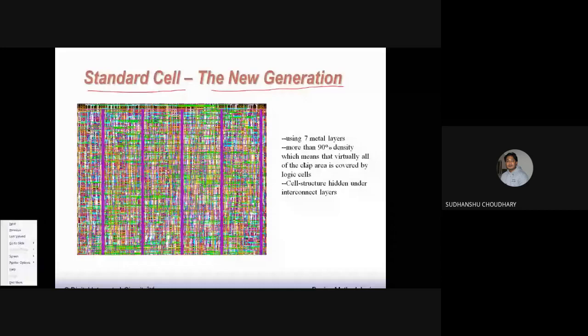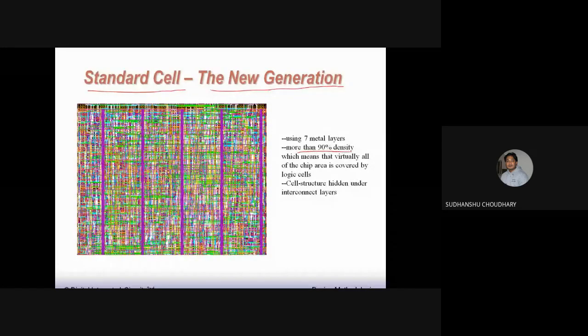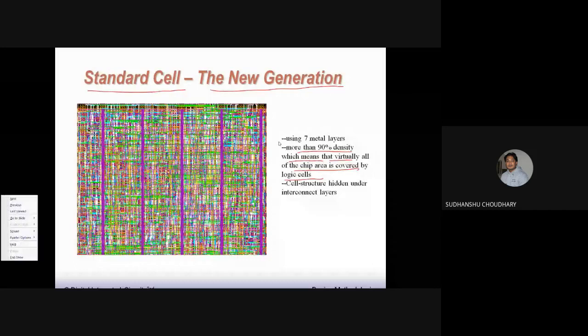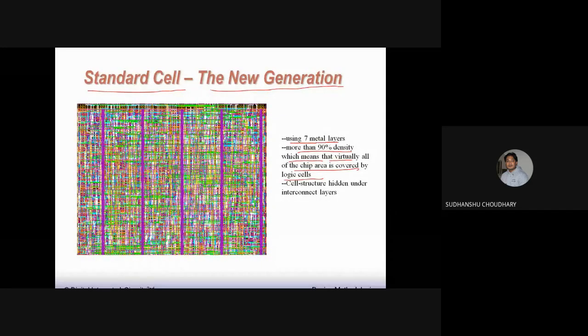In fact, this chip has 90% density, which means that virtually all of the chip area is covered by logic cells, right? This is possible by having more metal layers. For example, here they are using a 7 metal layer process. A 7 metal layer process means more crossing is permitted, so more of the chip area can be utilized.